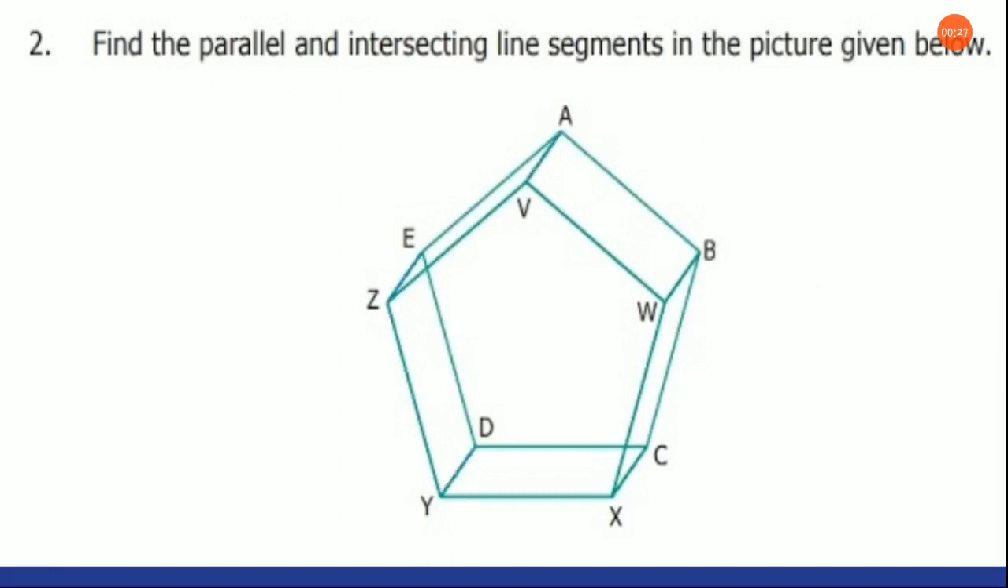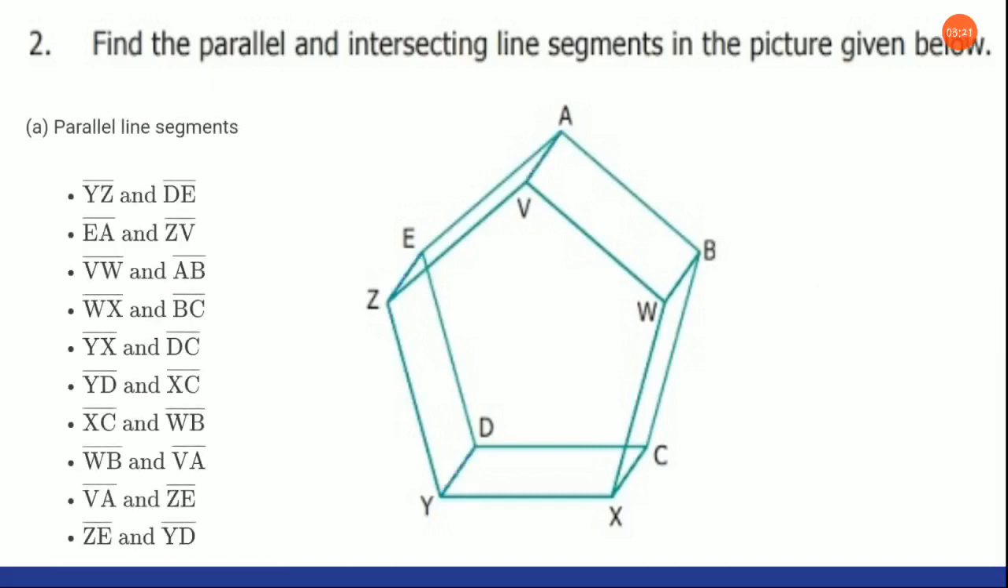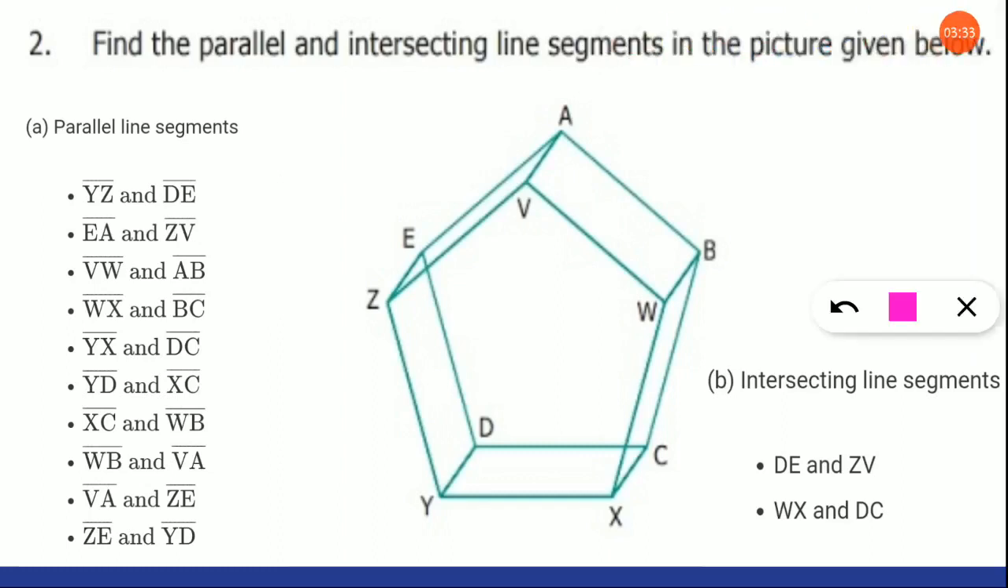Okay, now look at the next one. We are going to find out intersecting line segments. What is the intersecting line? It should meet at a point. Two lines should meet at a point. Now check where is DE and ZV. DE and ZV. This is one set of intersecting lines. Same way, this WX and DC is meeting at another point. So these two are the intersecting lines.